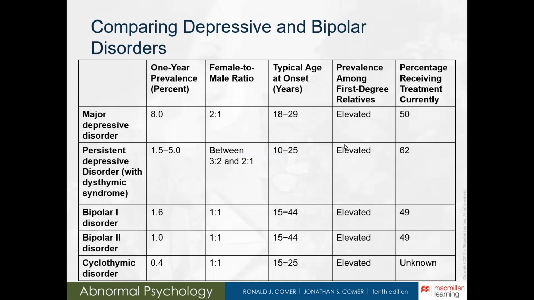So what we see here is comparing depressive and bipolar disorders. So we've talked about major depressive disorder, also known as MDD, and persistent depressive disorder, or PDD. We're going to be talking shortly about bipolar 1, bipolar 2, and cyclothymic disorder. So I encourage you to pause this video to take a look at the prevalence within a year, the female to male ratio, typical age of onset, prevalence, and percentage receiving treatment. And when you're ready, continue on.